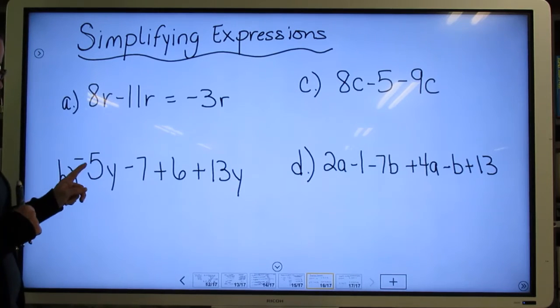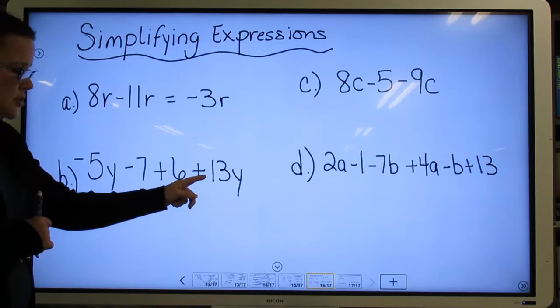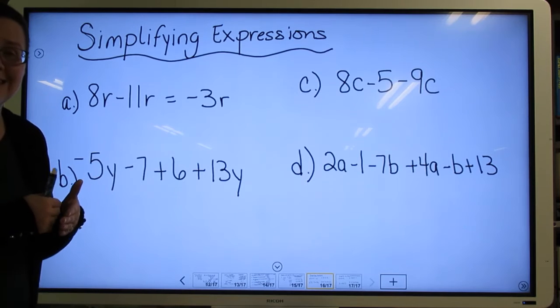Then you have negative 5y minus 7 plus 6 plus 13y. Combine like terms.